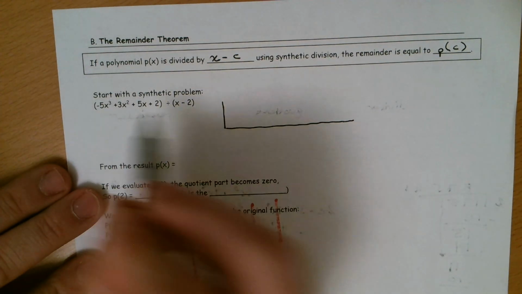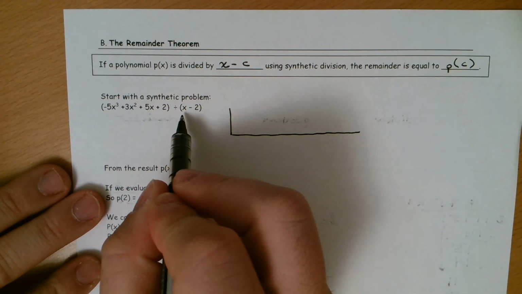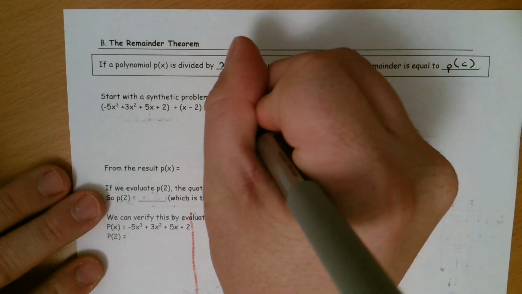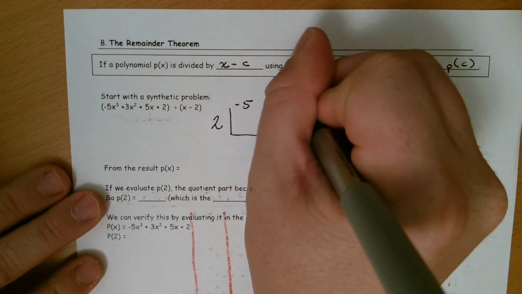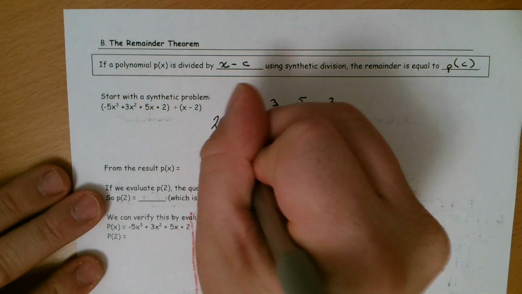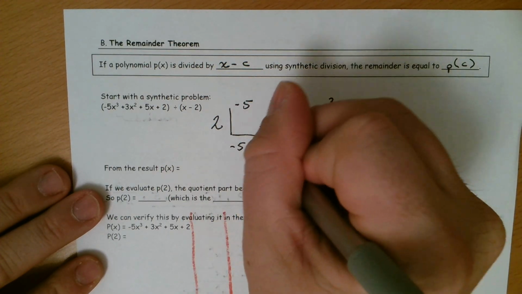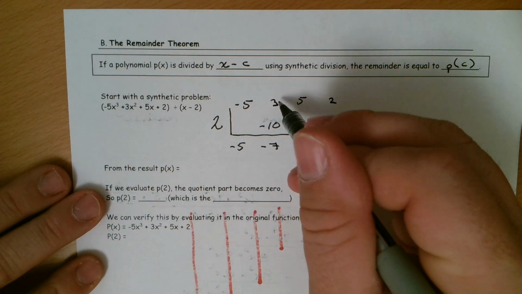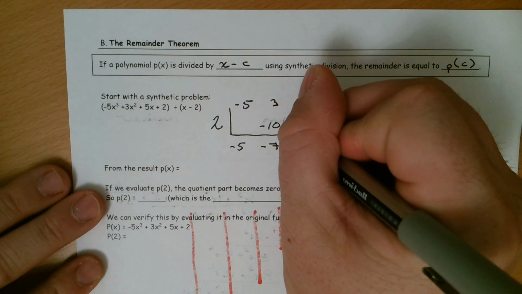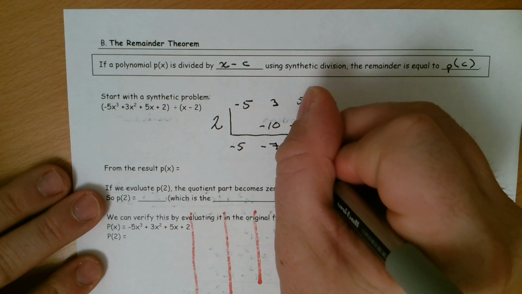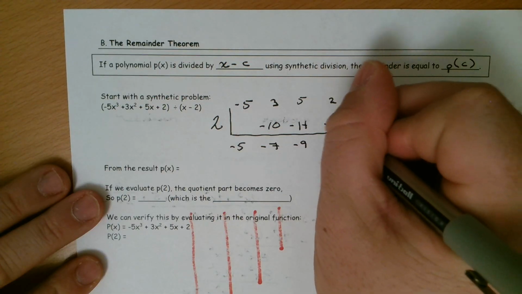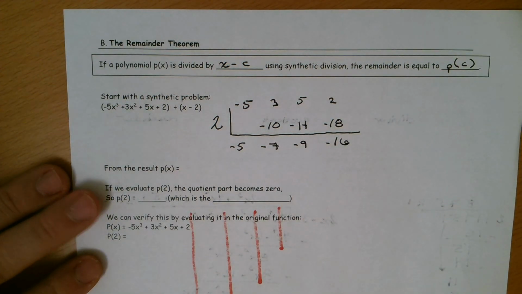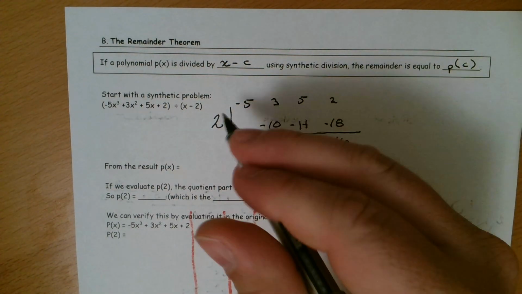Okay, so here we have a polynomial. I'm going to do synthetic division. I've got monic linear division, so I'm going to divide by 2. My coefficients: negative 5, 3, 5, 2. And we're going quick here. Make sure I'm doing that right. 2 times negative 5 is negative 10, plus 3 is negative 7, times 2 is negative 14. That would be negative 9, that would be negative 18, and this should be negative 16. So there's our remainder, negative 16 over x minus 2.